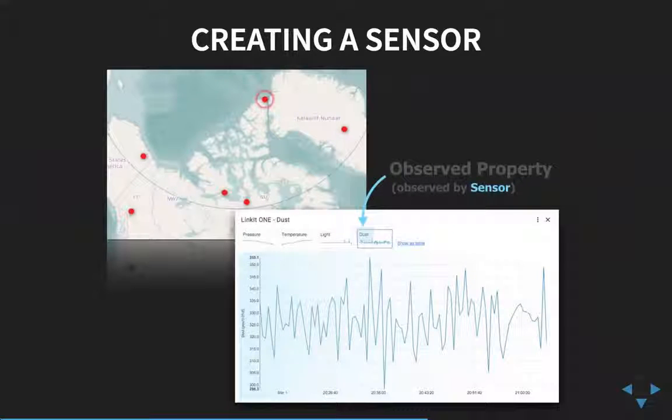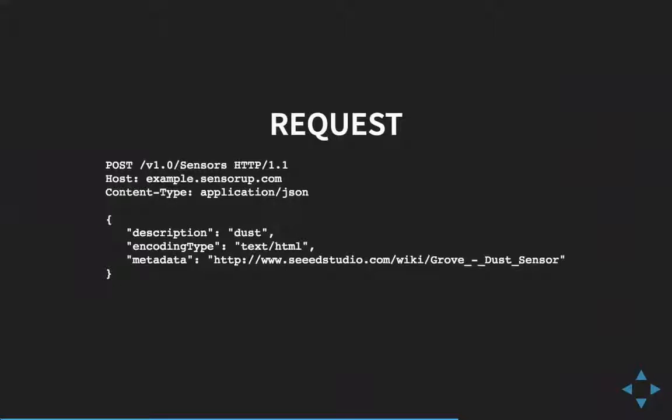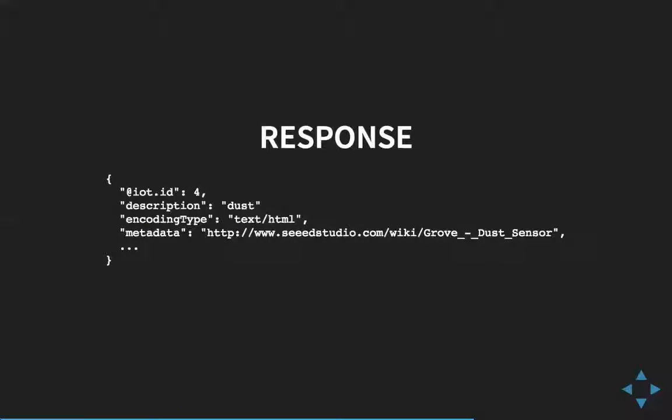Next, we're going to create a sensor, which is the entity that actually observes the relevant property. And here is the sensor itself. It's called a Grove dust sensor, and it's attached to the linked one. And here is the request. In this case, we're inputting dust as the description, and we're making a reference to the wiki page for the Grove dust sensor. And here is our response.